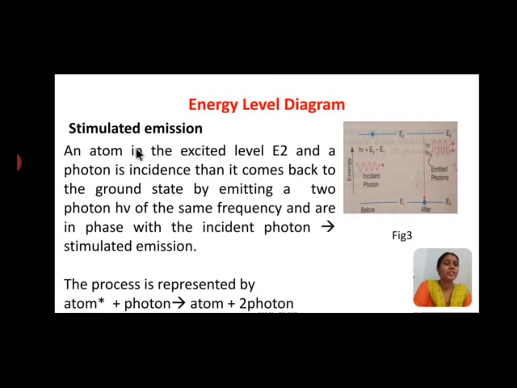How do we represent stimulated emission? Before, the atom is lying in an excited state. So I have written it as atom star plus the incident photon. What will be the output? The atom will come to the ground state. Therefore, the atom plus how many photons are we getting? 2 photons. So in this way we can represent stimulated emission.